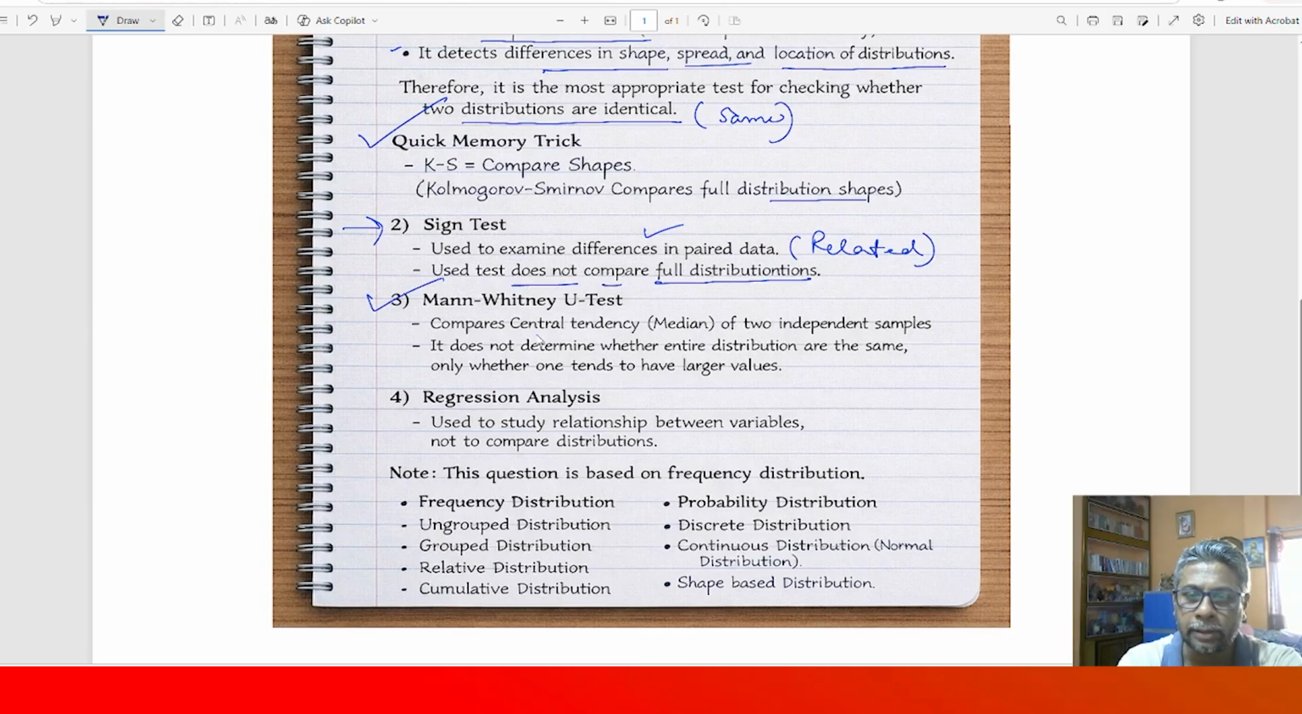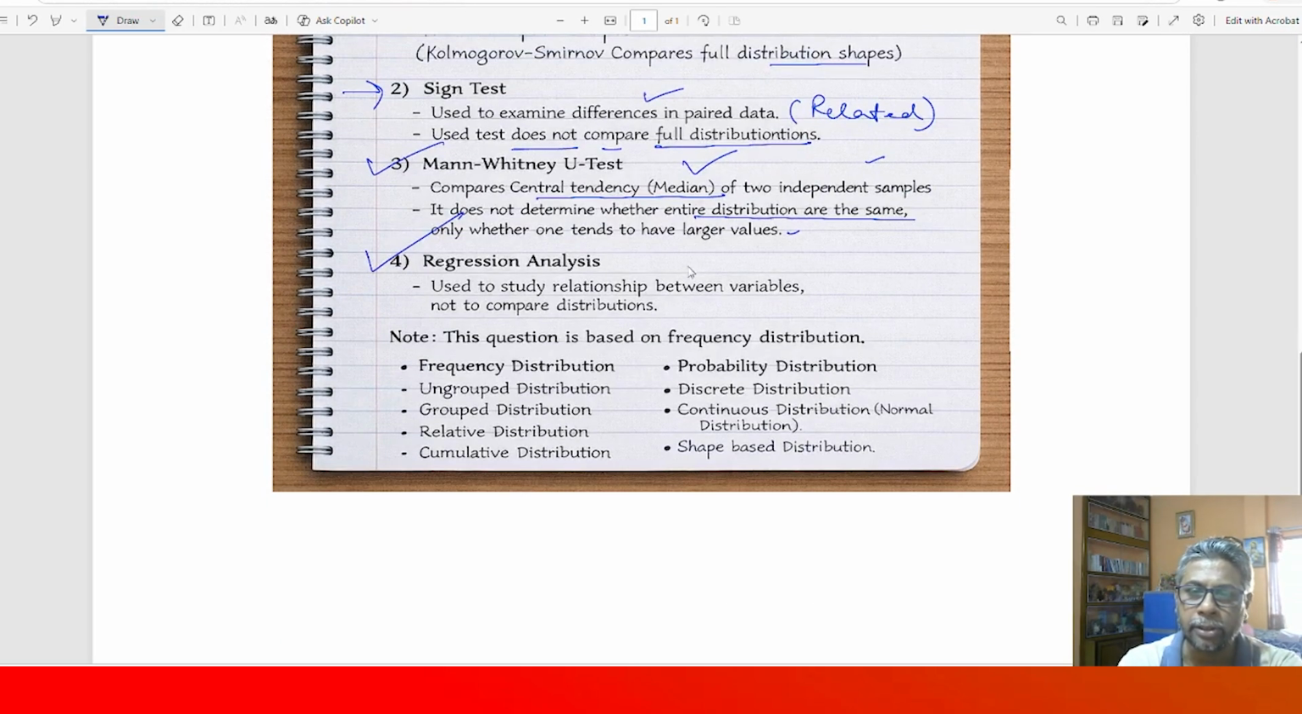The Mann-Whitney test compares the central tendencies, specifically the mean, of two independent samples. It does not determine whether the entire distributions are the same, only whether one tends to have a larger value. Regression analysis studies the relationship between variables, not to compare distributions.